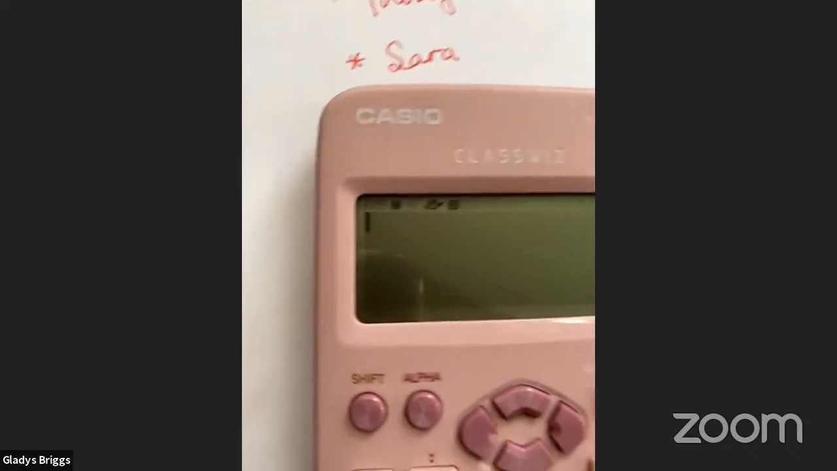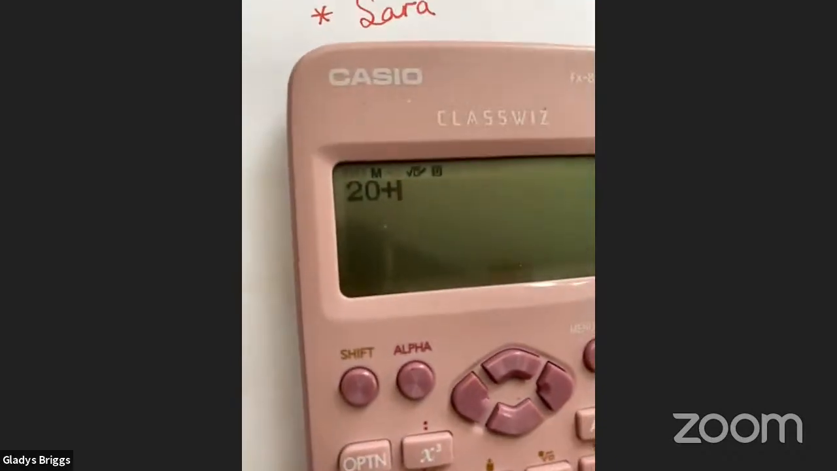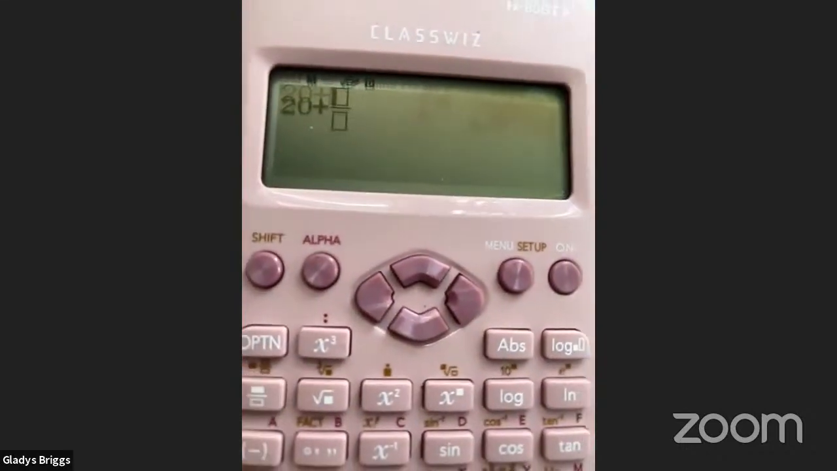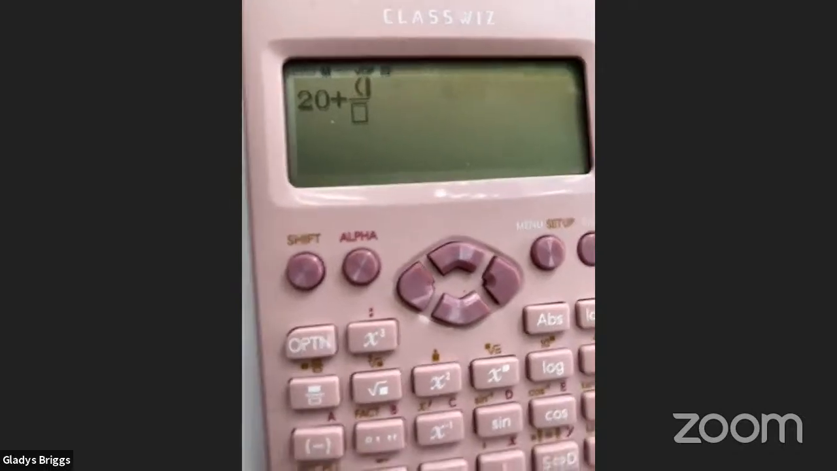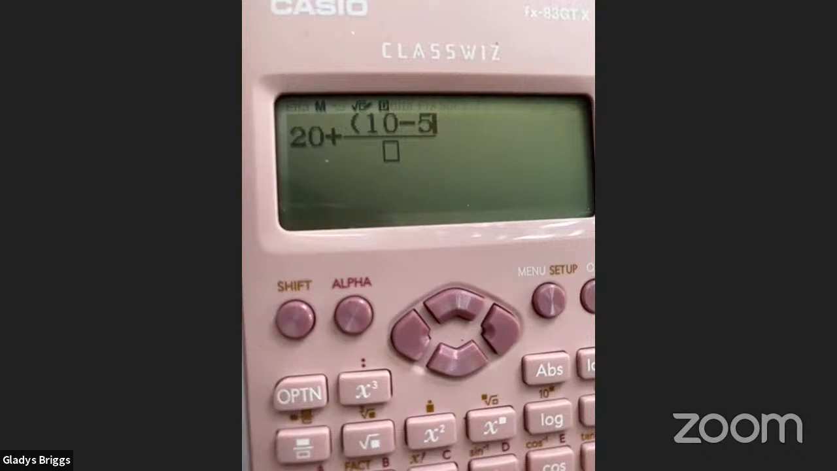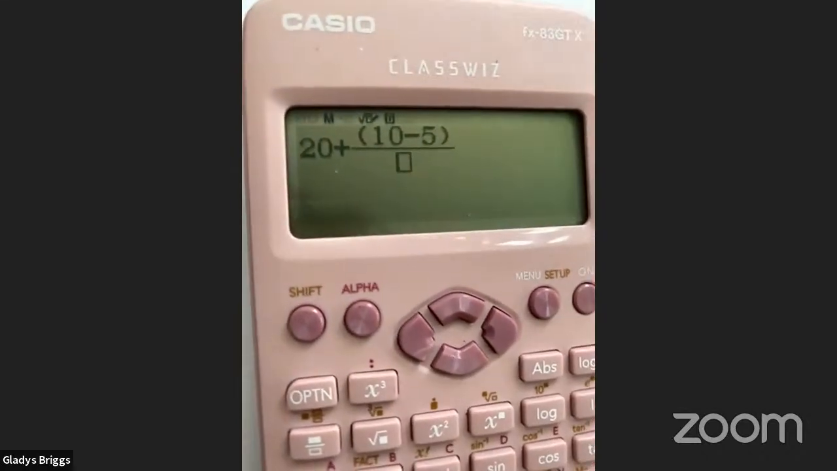So you should have 20 plus, put your fractions button on. It's that one right there, put it on. And open the brackets. 10 minus 5 over 7 for the first.